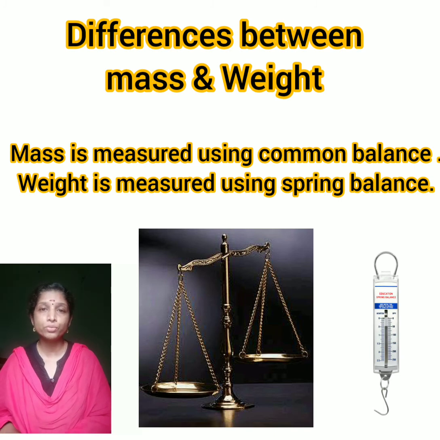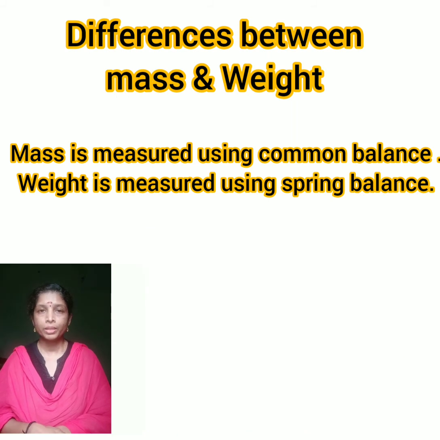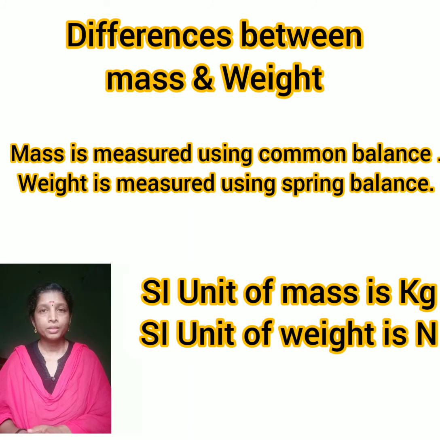Weight is measured using a spring balance. The unit of mass is kilogram. The unit of weight is Newton because it is the gravitational force. Okay, but for the sake of convenience, we say the unit of weight is kilogram because we need only the mass. So we are comparing the mass, and the unit is taken in kilogram.